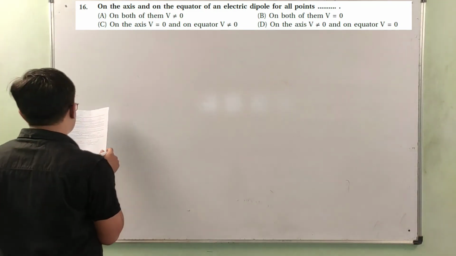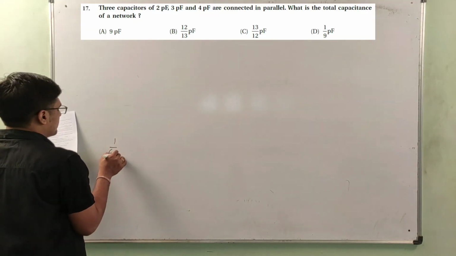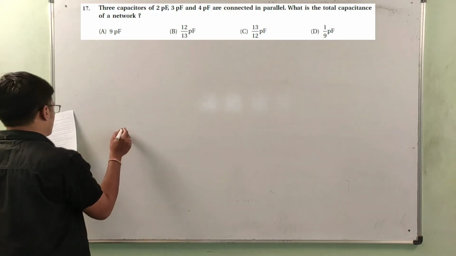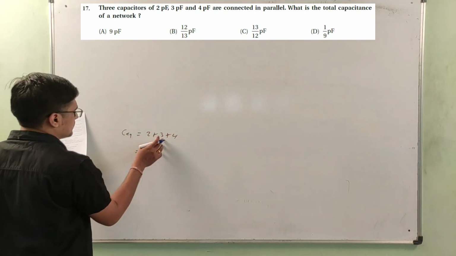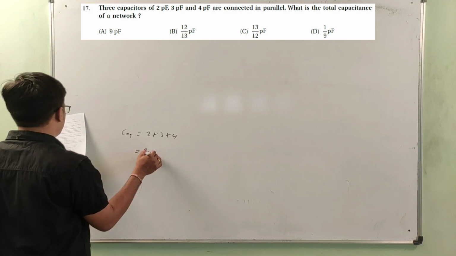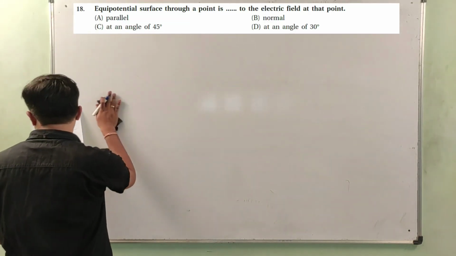17. Three capacitors 2, 3, 4 are connected in parallel. Then what is the total capacitance? In parallel, add all the capacitances. So 2 plus 3 plus 4, that is equal to 5 plus 4, 9 picofarad. A is the answer. Question number 18.